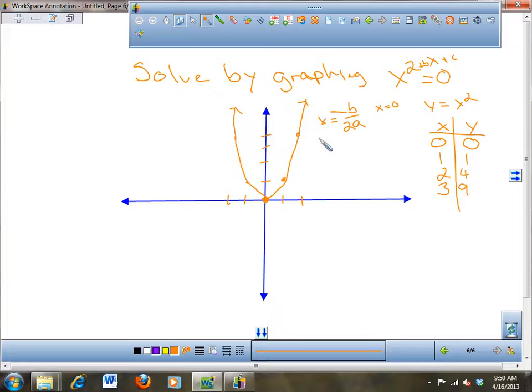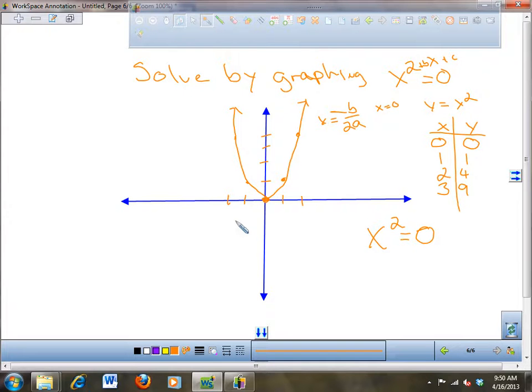Okay? So, to answer the question, where is x squared equal to 0? Where is y equal to 0 on this parabola? What is the x value when y is 0? 0. Right here. This is the only one. X equals 0, y equals 0. That's what they're asking you. When is y 0? Y is 0 only when x is 0. So there's only one answer for that.